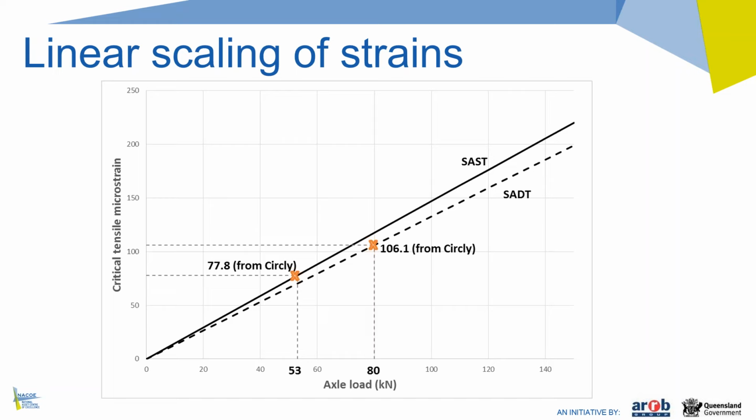Getting back to the linear scaling, if we look at that 106.1 microstrain for the single axle with dual tyres, that was under an axle with a load of 80 kilonewtons. If we now go back to, say, 40 kilonewtons for that same axle type, going up to the dashed line, you can see that the strain reduces to half what it was at 80 kilonewtons. The reason for that is there's a linear relationship between the applied load and the resulting strain in CIRCLY, or in the Austroads procedures as well. That's why we only need to calculate the strains in CIRCLY under those two axles at one load level each. We can then use the spreadsheet to calculate the strains under all other combinations of axle load.